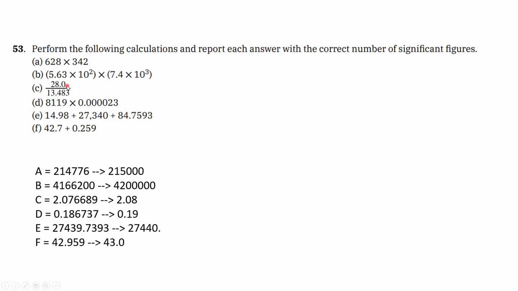C, we're doing division, still fewest sig figs overall, so we've got 3 on top, 5 on the bottom. So we need 3 in our final answer, 2.08. D is multiplication still, so fewest sig figs overall, only got 2 in that second value, 4 in the first, but we've got to match the lower one. So we're going to see an answer of 0.19. We're going to round this value up to 0.19 again, because we've got a 6 in that third digit spot.